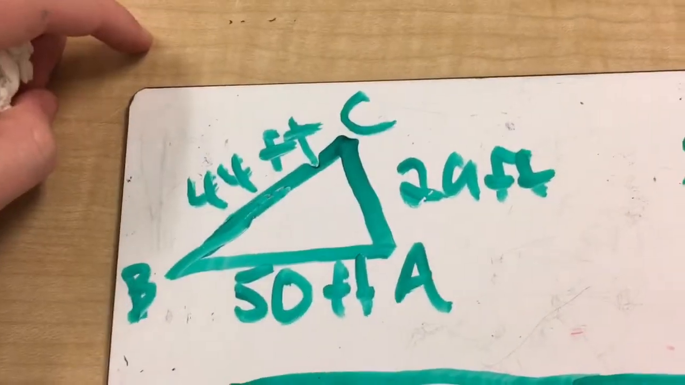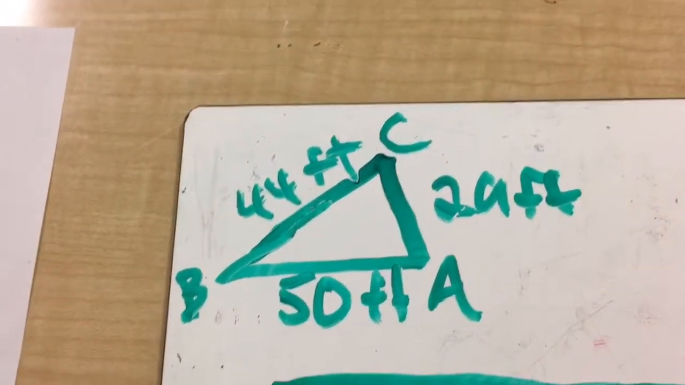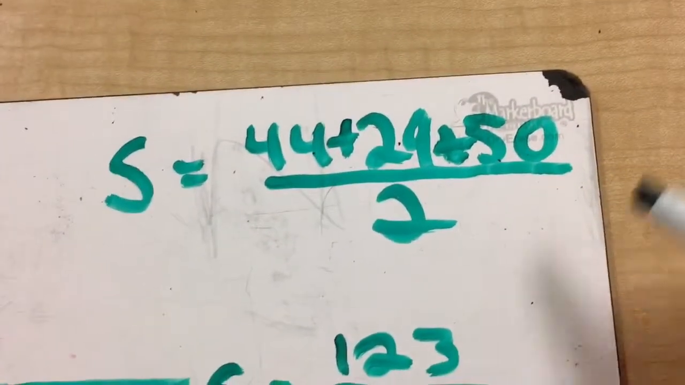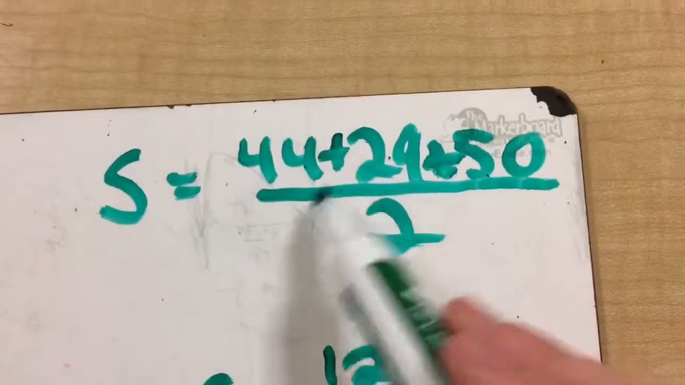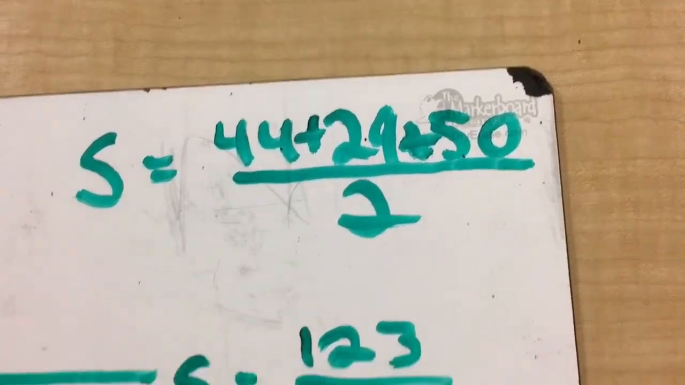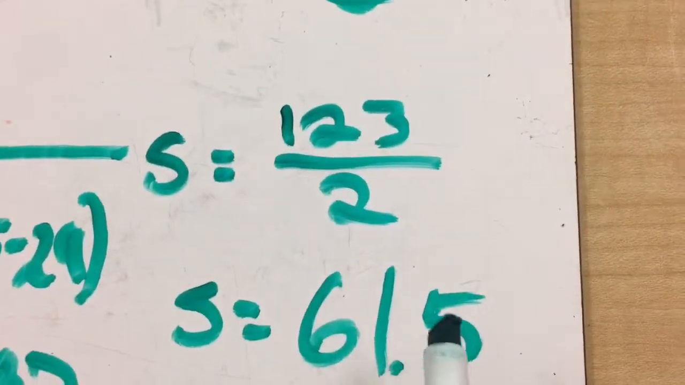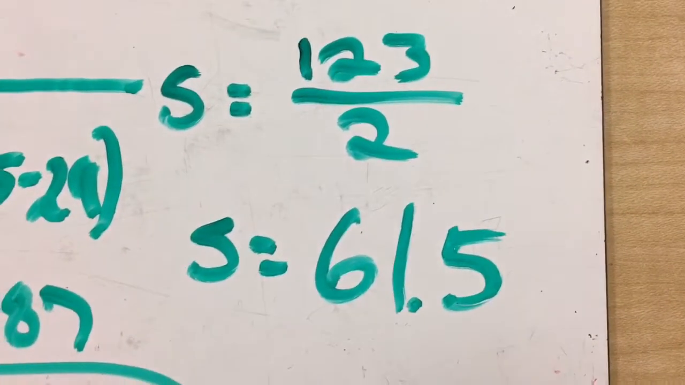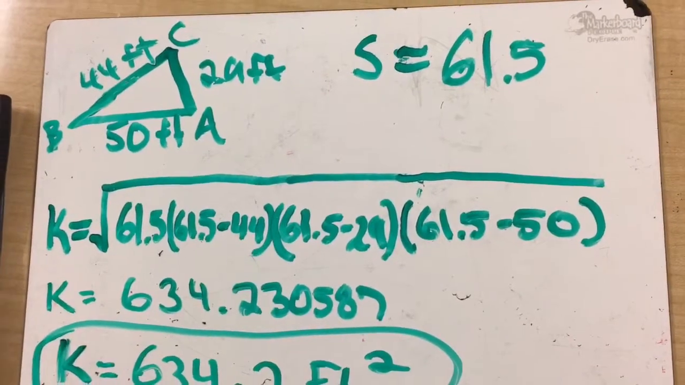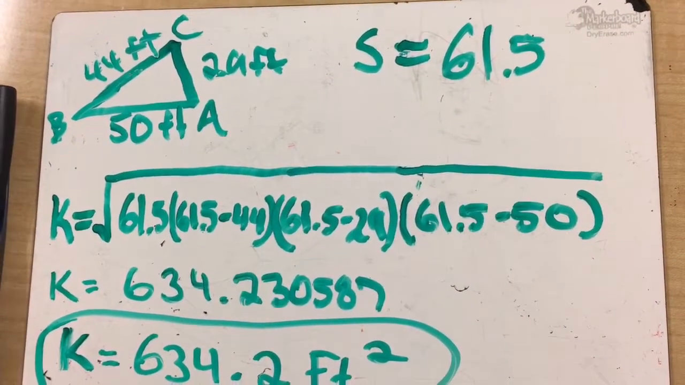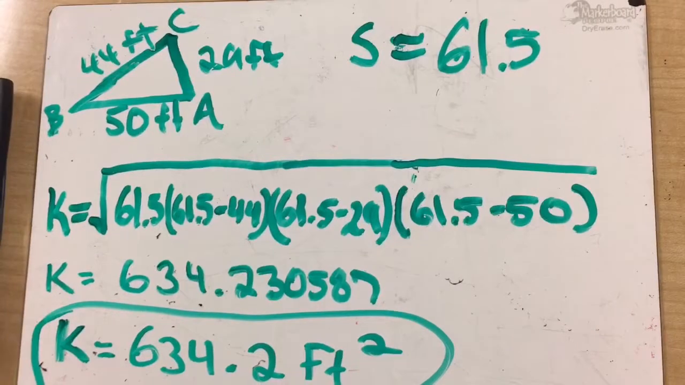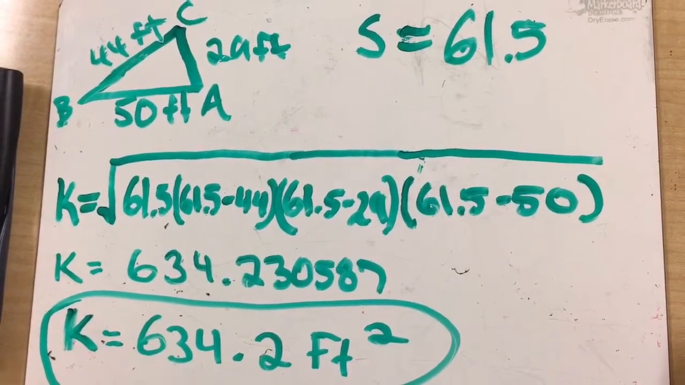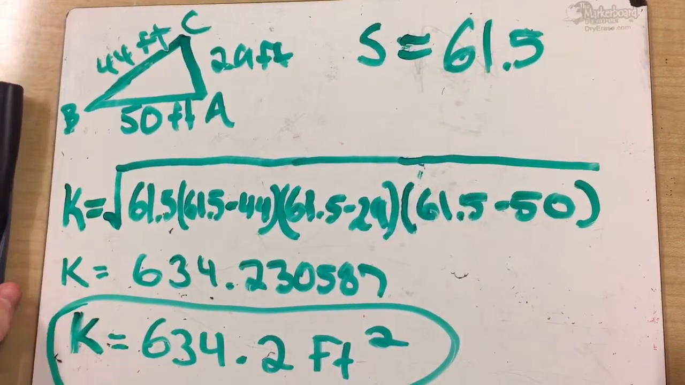So, we've got our triangle, and the first thing we want to do is find the semi-perimeter. So we're going to come over here and set up our formula. Semi-perimeter, a plus b plus c over 2, and you end up with s equals 123 over 2, which ends up being 61.5. So now that we know that s is 61.5, we can just plug it into our formula. K equals root of 61.5 times (61.5 minus 44) times (61.5 minus 29) times (61.5 minus 50).